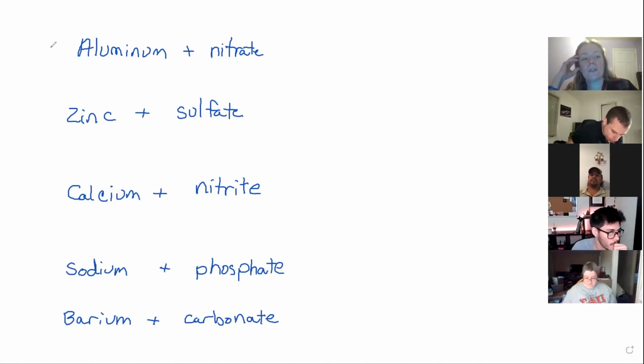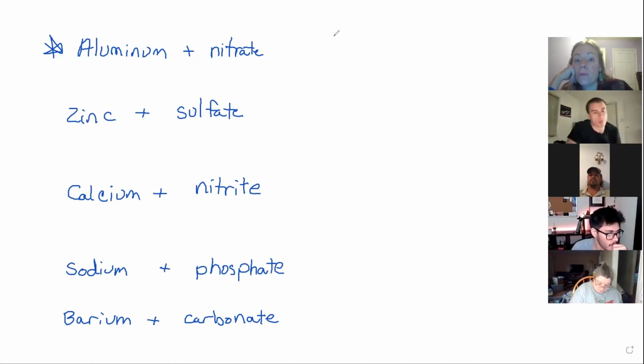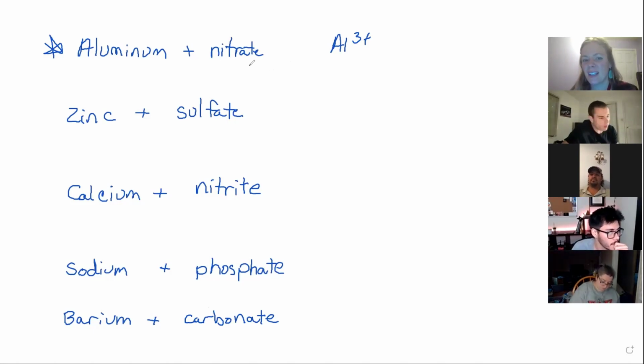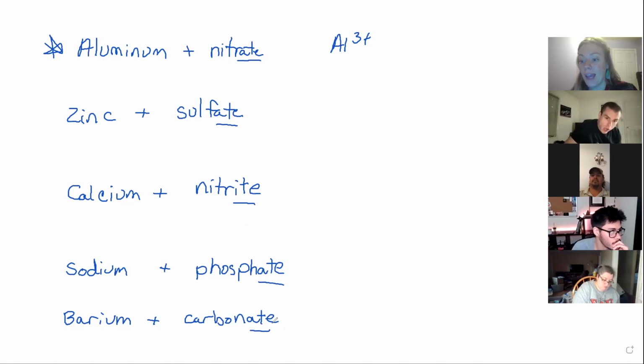Okay, I'm going to do this first one with you. So we're combining aluminum and nitrate. Aluminum is just aluminum, Al3+. Nitrate is a polyatomic ion, and you may be saying, how do I know that that's a polyatomic ion? It kind of looks like the word nitrogen. Is it just nitrogen? I mean, it contains nitrogen. A good indicator it's a polyatomic ion is if the ending is ATE or ITE. Those are polyatomic ions, okay?